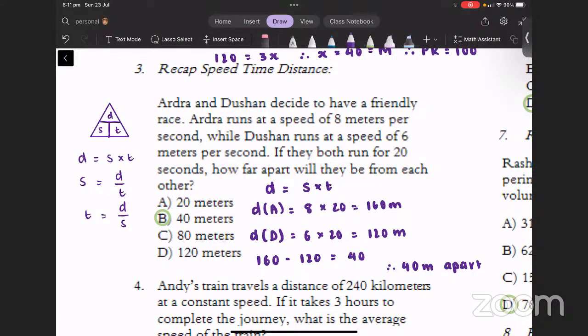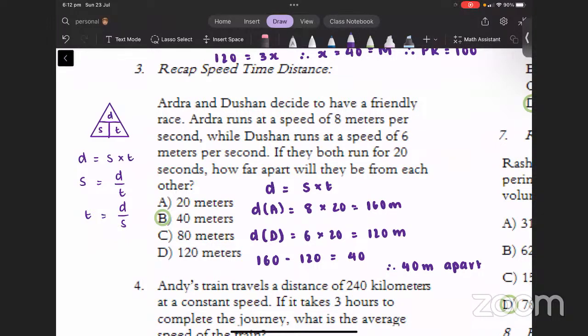So we're going to use the distance equals speed times time equation because we're asked how far apart they are. First we're going to find the distance that Ardra runs, which is her speed of 8 meters per second multiplied by the time, which was 20. So the distance that Ardra runs is 8 times 20, which gives us 160 meters.